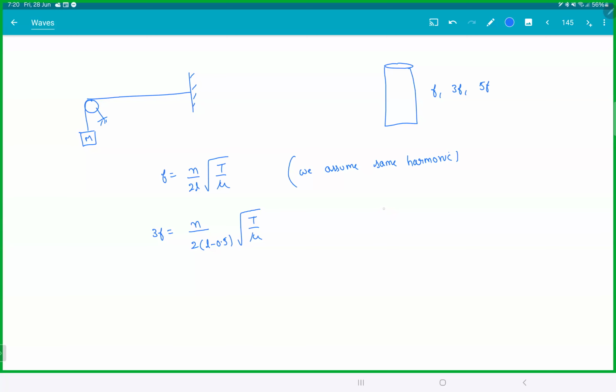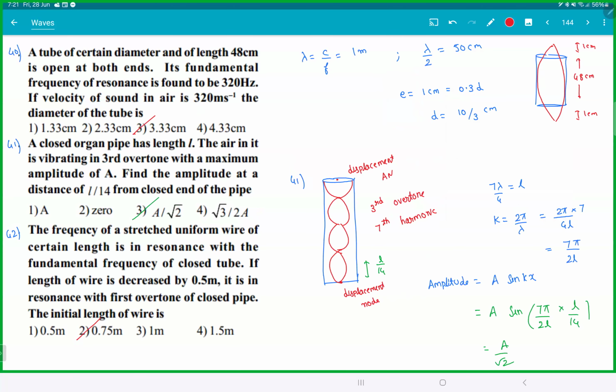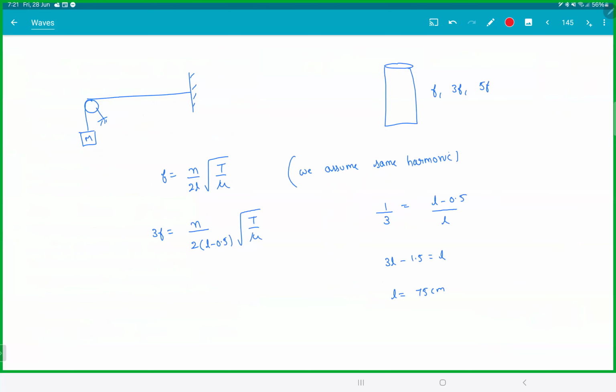You'll end up with 1/3 equal to L by 2 into L minus 0.5, so 3L minus 1.5 is equal to L. L is equal to 75 centimeters. We have to take the same harmonic, there is no option. Clear with this? But I hope at least you got the formulas.